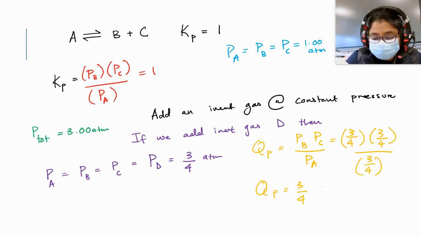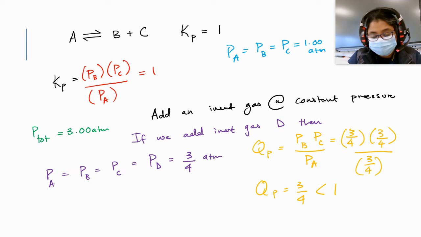3/4 is less than 1, which is the equilibrium constant. So if QP is less than 1, that means the reaction will shift towards equilibrium. In this case, to achieve equilibrium, you'll end up making more products.